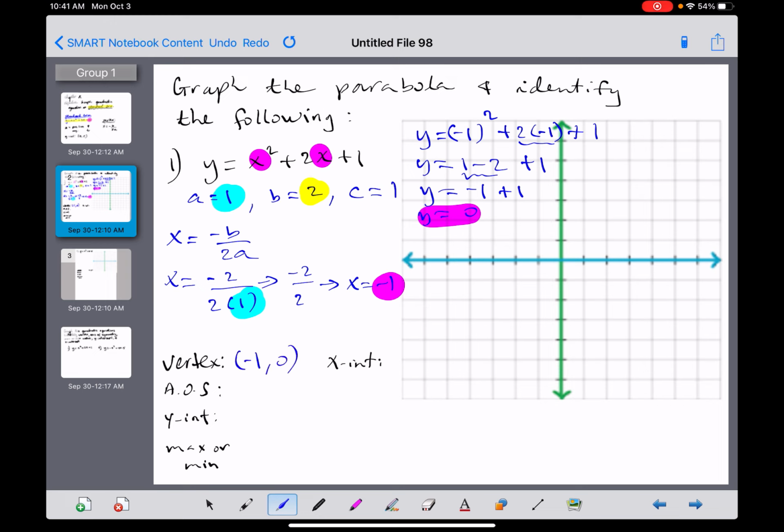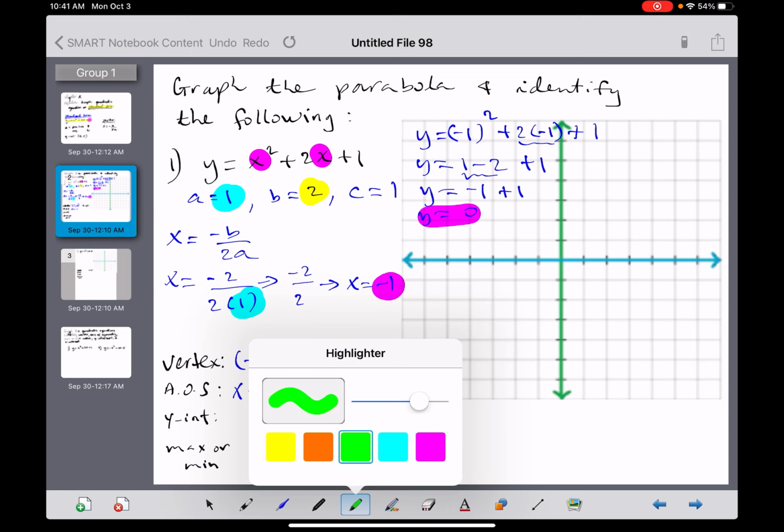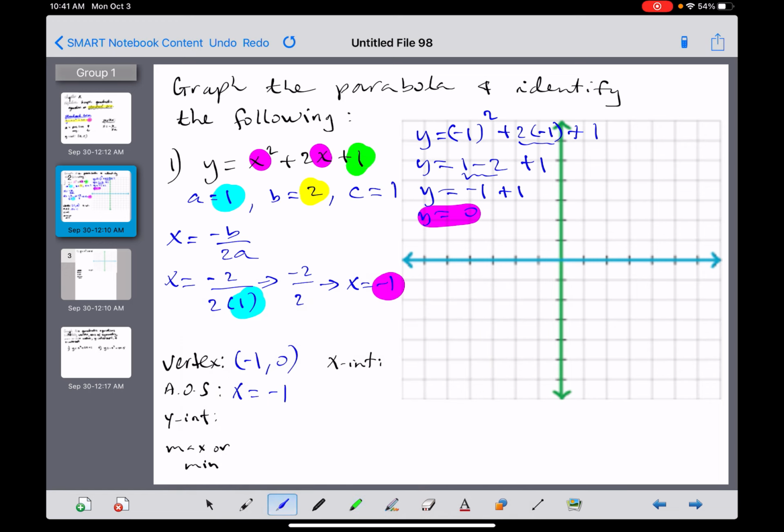Once you find the vertex, you pretty much find a lot of things already. For example, the axis of symmetry is x equal to negative 1. For the y-intercept, we get it straight from standard form. Remember what I said earlier? The y-intercept is 0, comma 1. For max or min, since a is positive, we know the graph is facing up, so it has to be a minimum. And that minimum is always the y part of the vertex, which is 0.